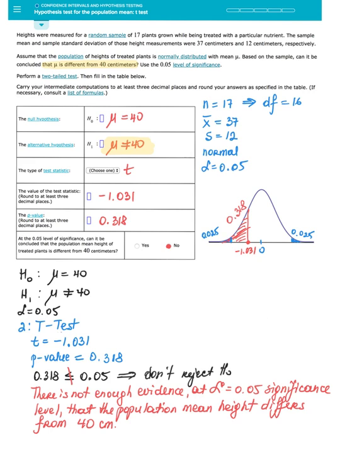And I don't really need to know what that critical value is. All I know is that p-value, the amount of area to the left of -1.031, is way bigger than the 5% of significance level we have. Therefore, we don't have evidence against the null hypothesis. We conclude there is not enough evidence at alpha equals 0.05 significance level that the population mean height differs from 40 centimeters.